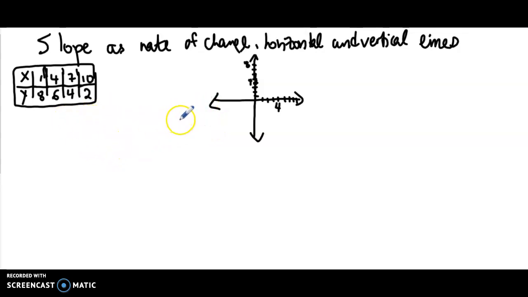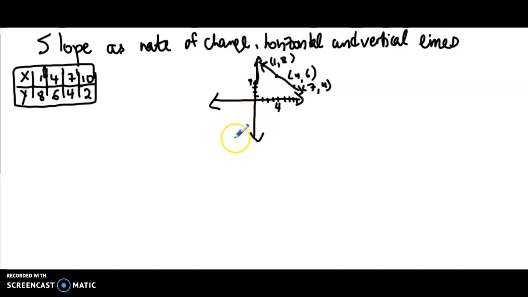So the first ordered pair, according to my table, is (1, 8). In order for me to locate this point, I will go 1 right and 8 up. So it would be right here. The second ordered pair would be (4, 6), here. So this is the (1, 8), and this is the (4, 6). The third ordered pair would be 7, and it would be 4 up, so it would be right here. (7, 4). And I can go ahead and plot to get a sense of how this line looks.